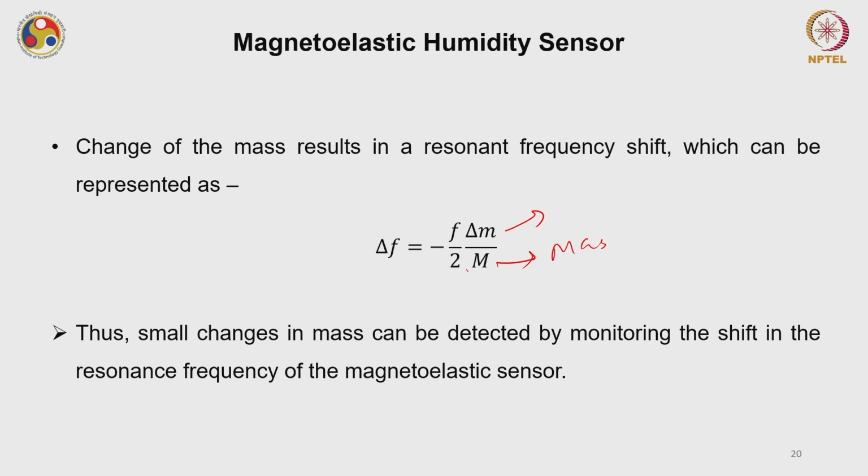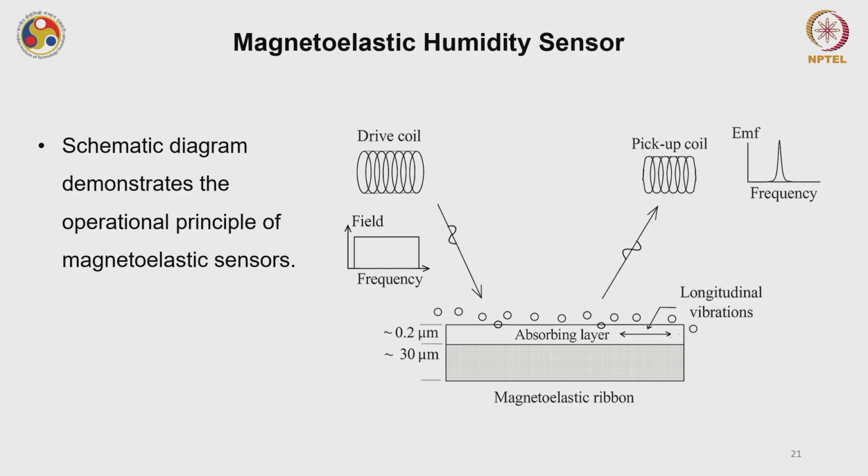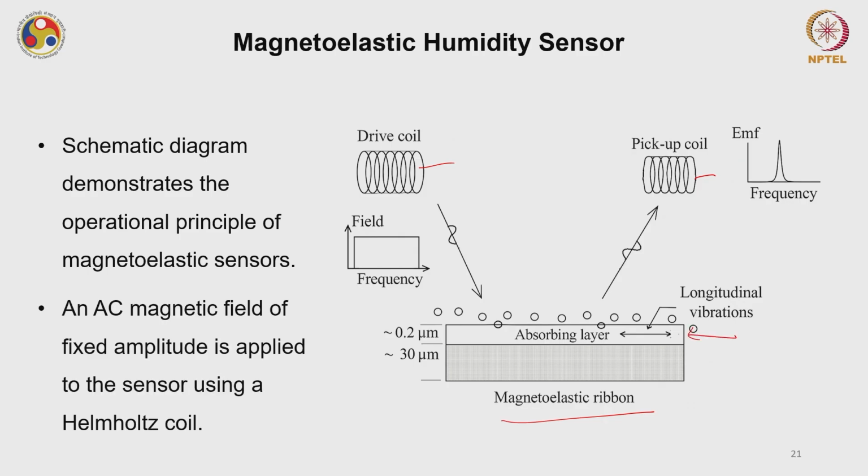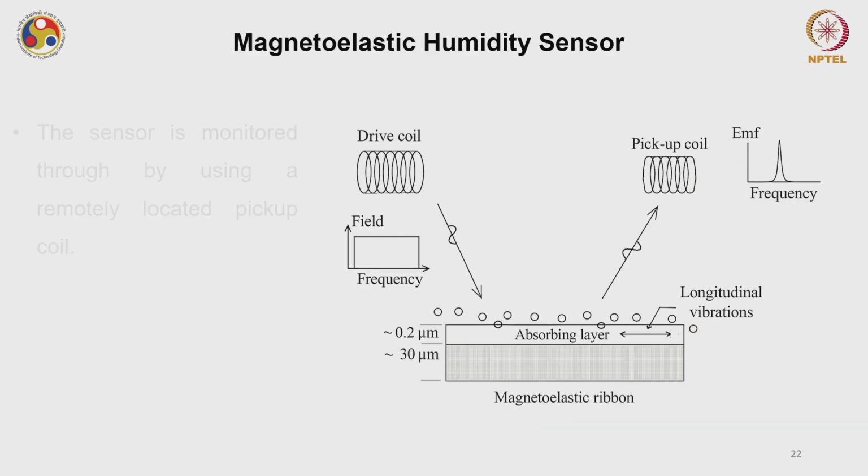The small change in mass can be detected by monitoring the shift in the resonant frequency of the magnetoelastic sensor. So this is a typical magnetoelastic humidity sensor, where you have a driving coil, a pickup coil and a magnetoelastic ribbon, on top of which an absorption layer is placed. If you see what is happening, an AC magnetic field of fixed amplitude is applied to the sensor using a Helmholtz coil.